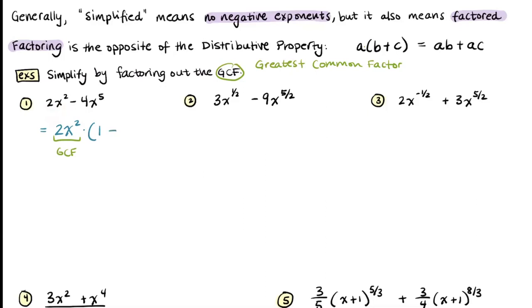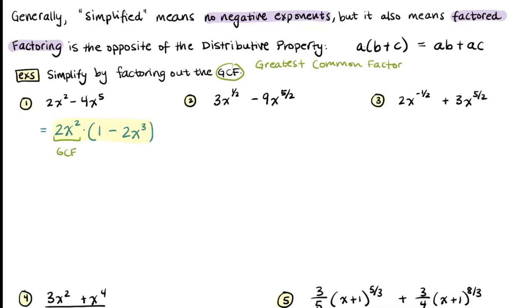Then our sign here was a minus, and then we think about what happens when we divide 4x to the fifth by 2x squared. 4 divided by 2 is 2, so we've got 2 here. Then x to the fifth divided by x squared, we would end up subtracting the powers, so this will be x to the 5 minus 2, or the third power. And there we go. Here is the simplified version that we got by factoring out the greatest common factor.